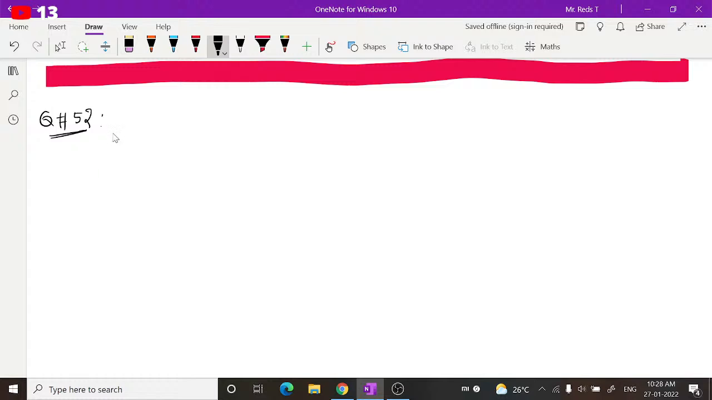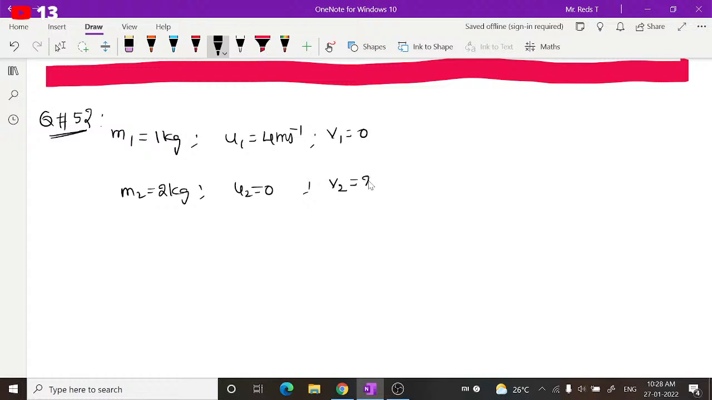A block of mass 1 kg. Let us consider this as m1, m1 is equal to 1 kg, moving with initial velocity u1 equal to 4 meters per second. It collides with another block of mass 2 kg, let us take this as m2 equal to 2 kg, which is at rest. Its initial velocity u2 is 0. The lighter one comes to rest after collision, so its final velocity v1 can be taken as 0. Then what should be the speed of the heavier body after collision? That is, v2 is equal to what?